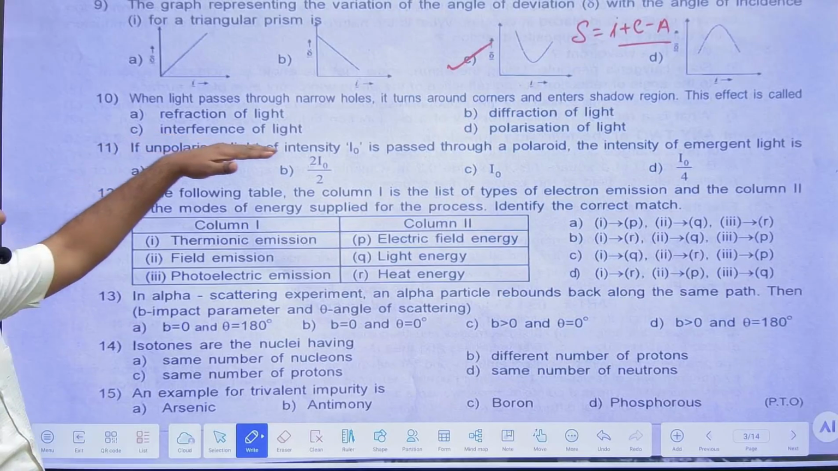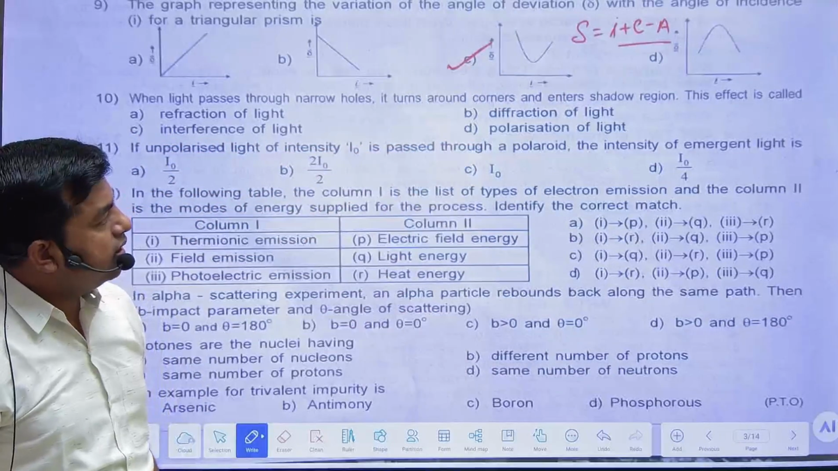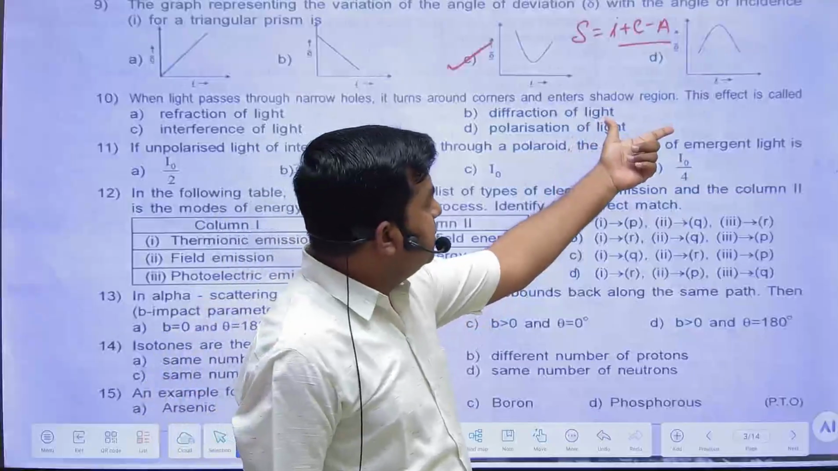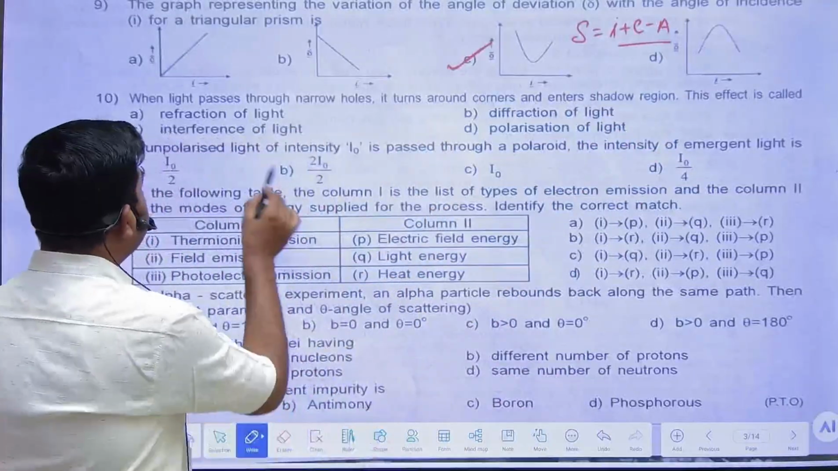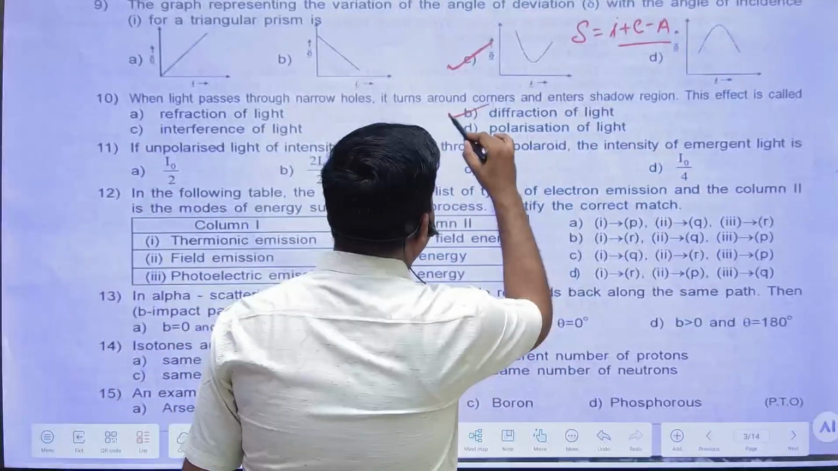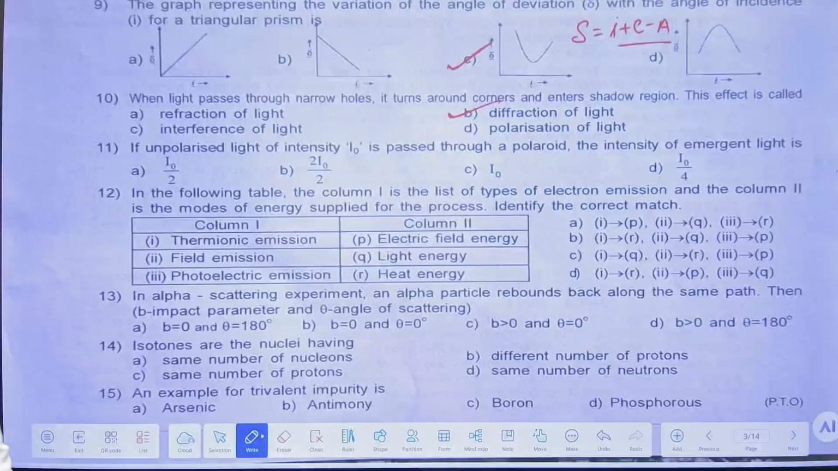Next question: when light passes through a narrow hole, it turns the corner and enters the shadow region. This effect is called diffraction of light. So option B is correct. Clear to you?